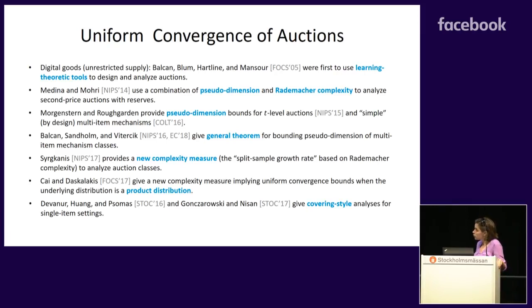And there is also other work that analyzes other notions of complexity, like Rademacher complexity or some sort of covering numbers, again, for these mechanism classes. Okay, so there is a lot of interesting recent work on the topic. What we're going to do next is give you a high-level, gentle description of some of the results in this EC18 paper.